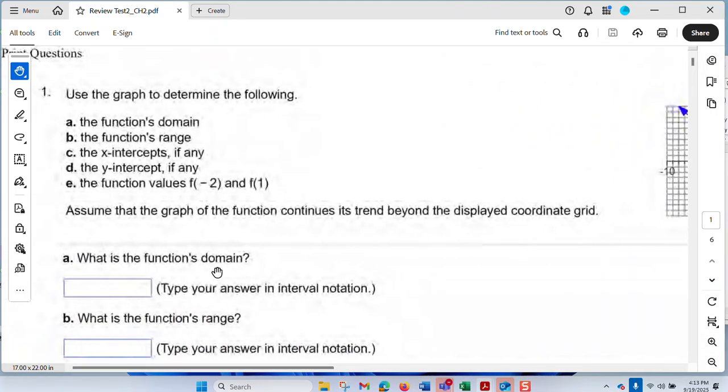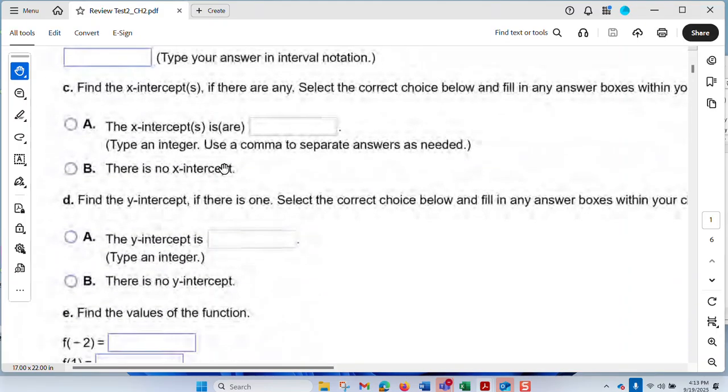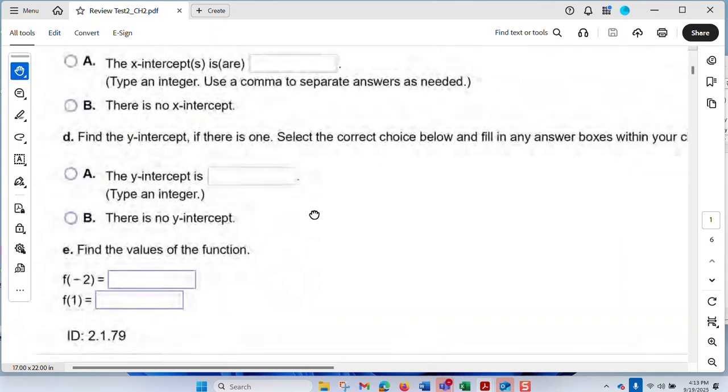The y-intercept, okay, so look at this one right here. The find the y-intercept, and the y-intercept is type of integer. So that means this one did not ask you to type the order pair, okay? Only just need to type the integer, that is 4, all right?